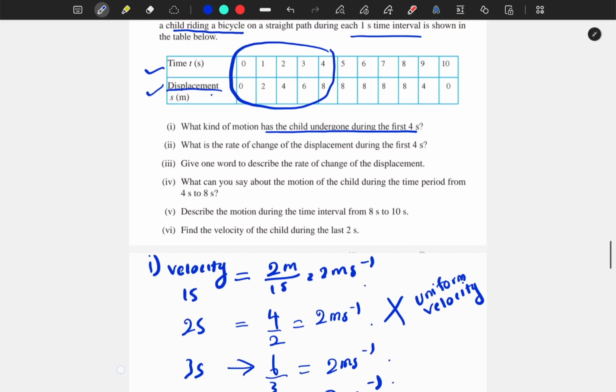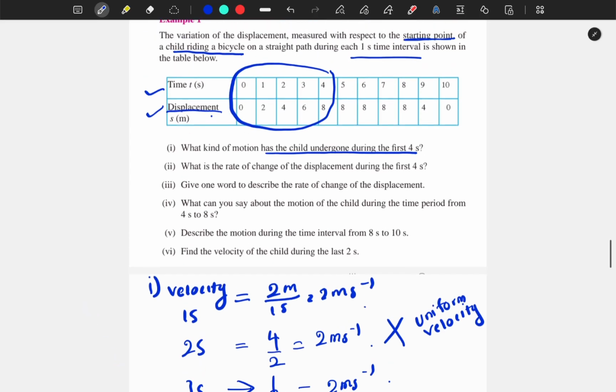Okay? Then asking, what is the rate of the change of the displacement during the first 4 seconds? Rate of change of displacement mean එක දෙන්න පුළුවන් single term එක මොකක්ද? If you can't answer my questions, please pause the video and think a little bit, then listen to my answer. Okay?